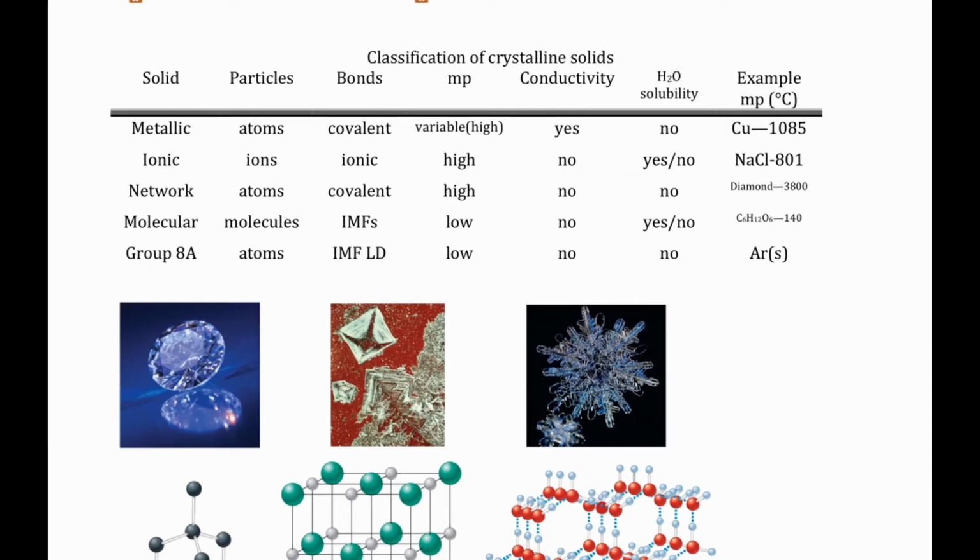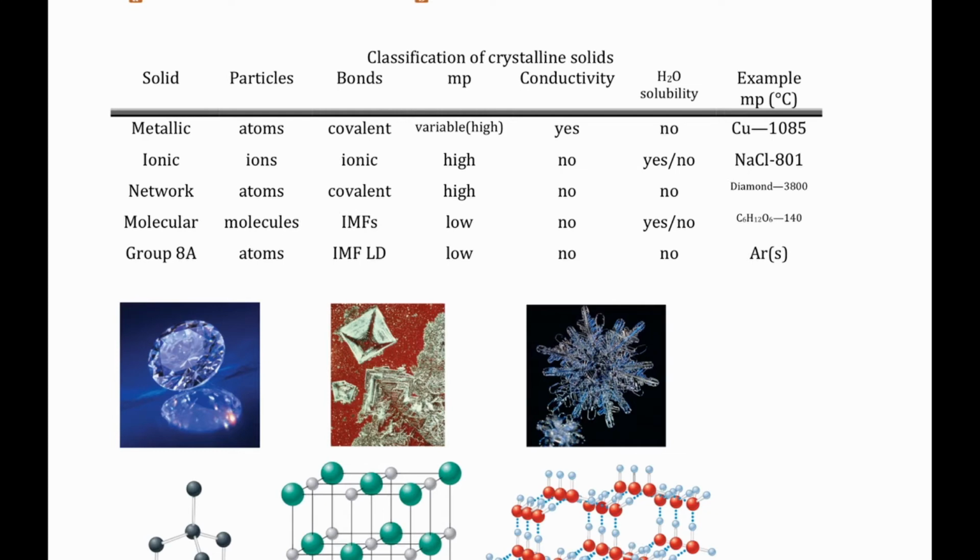It's not very common. Metallic solids, their particles are a bunch of atoms. The bonds between those atoms is the covalent bond, basically the metallic bond. Melting points of metallic solids are variable. Indeed, they tend to be high, at least for the common metals in our everyday life, the industrial metals, iron and chromium and copper and zinc. Those have high melting points.